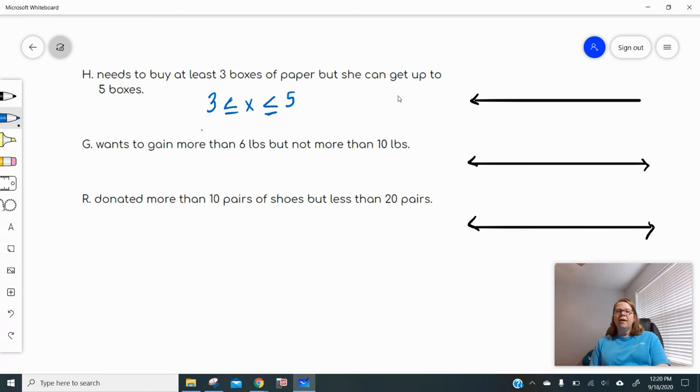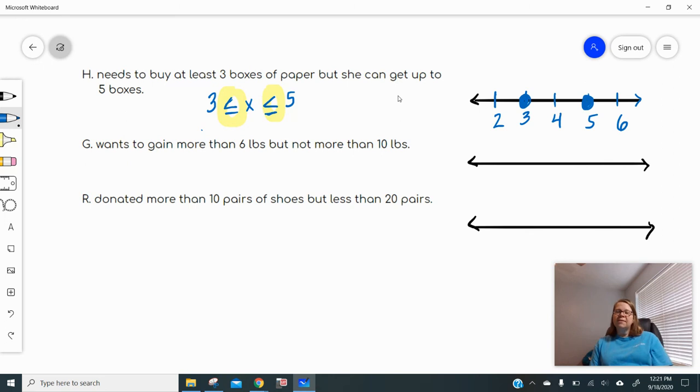So to graph that, I'm going to have 3 and 5. I guess you could put 4 in the middle, whatever your teacher is looking for from you. Maybe your teacher wants an extra number on either side. But 5 and 3 are where I'm going to have circles. And I know that because it's equal to here, I have to shade or close in the circle over here.